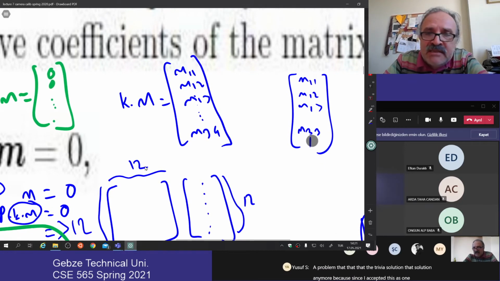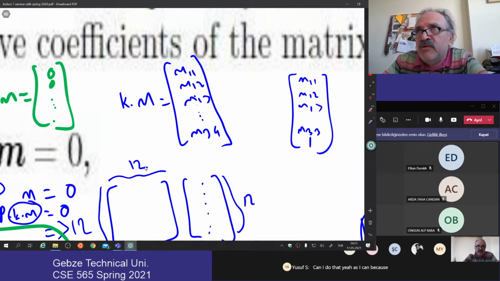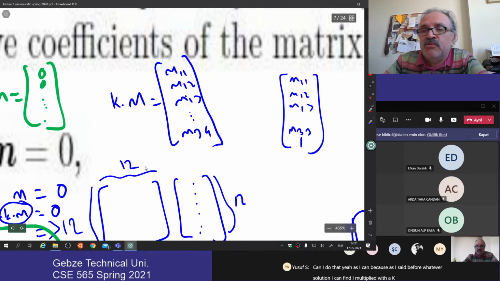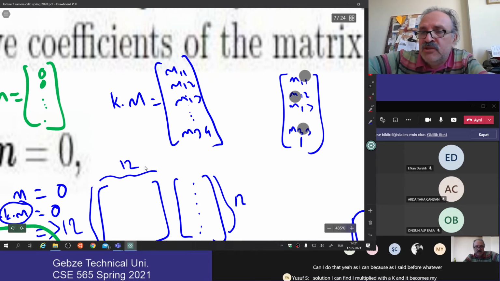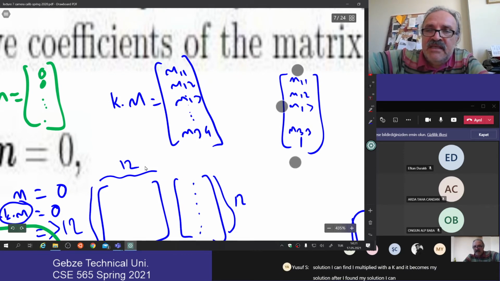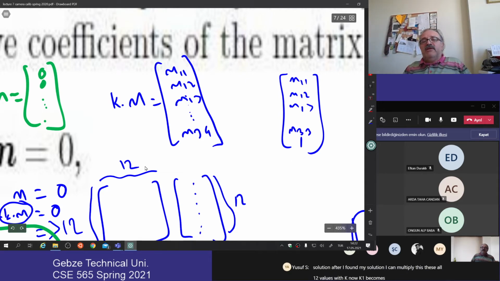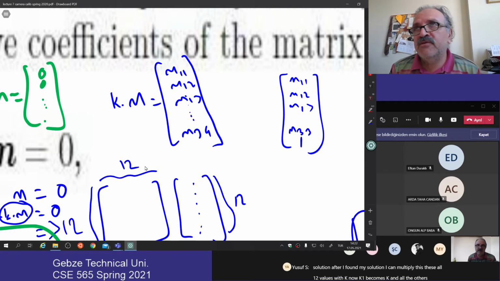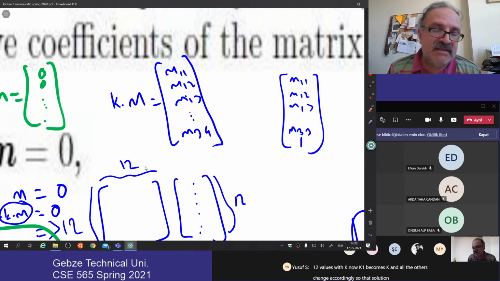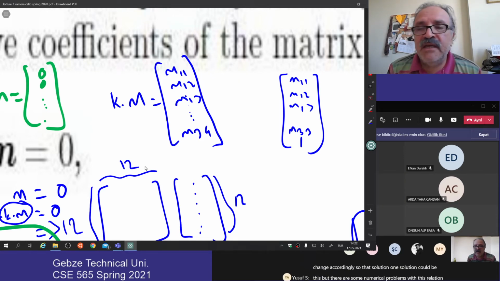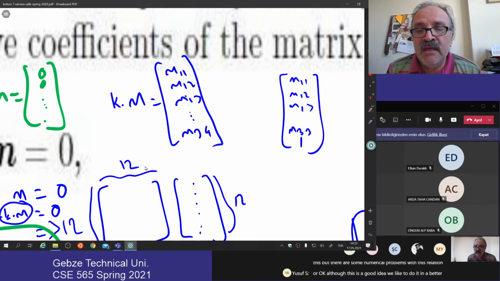Can I do that? Yes, I can, because as I said before, whatever solution I can find, I multiply it with a k, and it becomes my solution. After I found my solution, I can multiply all 12 values with k. Now k1 becomes k, and all the others change accordingly. So one solution could be this. But there are some numerical problems with this solution. Although this is a good idea, we would like to do it in a more mathematically sound way.